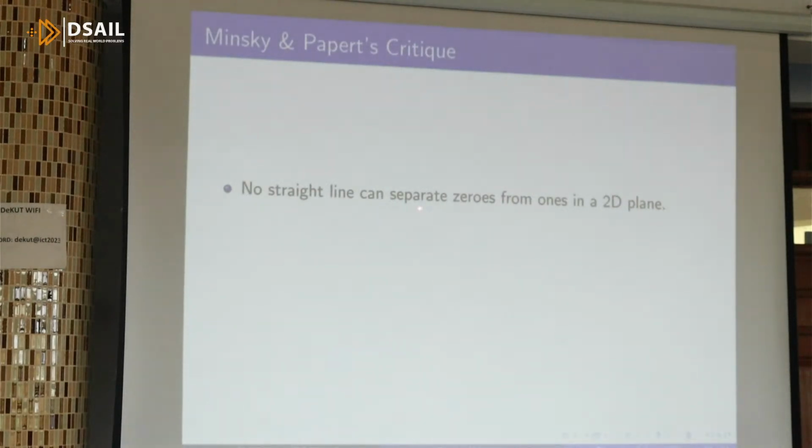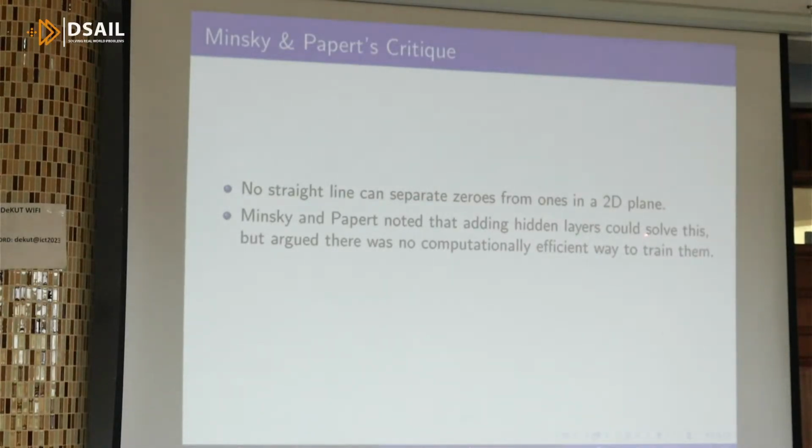So no straight line can separate zeros from ones in a 2D plane. Okay. So they noted that adding hidden layers could solve this, but argued that there was no computationally efficient way to train them. So they recognized that adding layers, introducing complexity into the perceptron, would likely solve that problem, but this is 1969. We didn't have the computation to do that, all right? And this resulted in what is historically known as the first AI winter. So for a long time, beyond 1969 up to the 80s, there was basically zero funding for AI research, all right? And that's known as an AI winter.